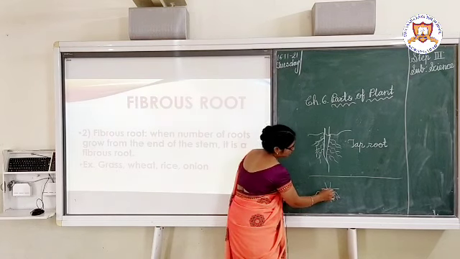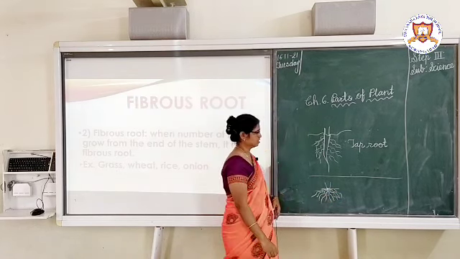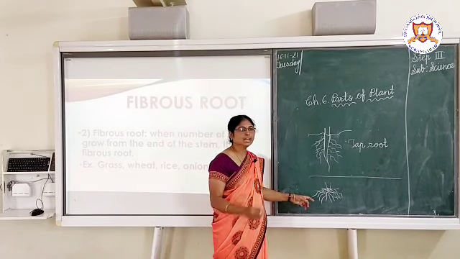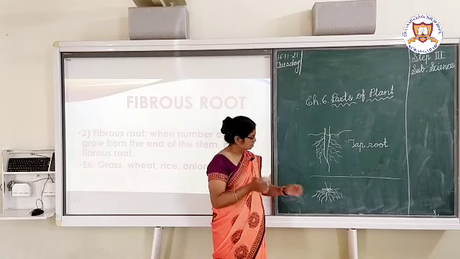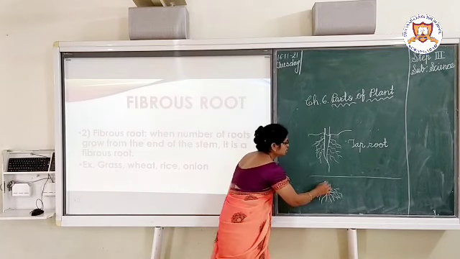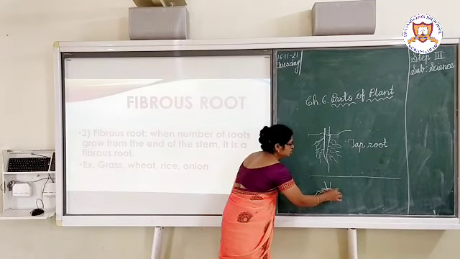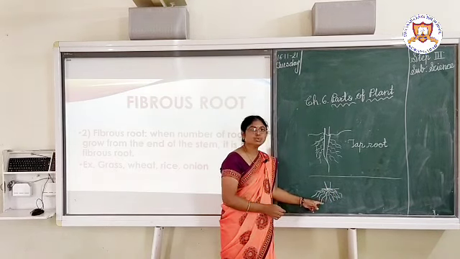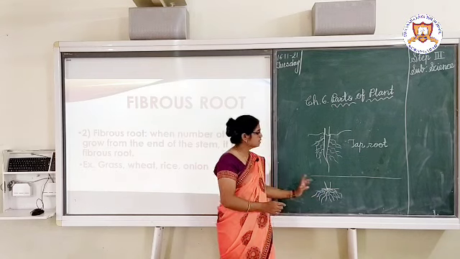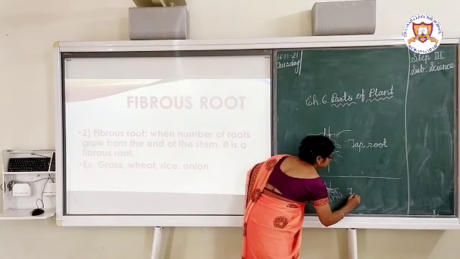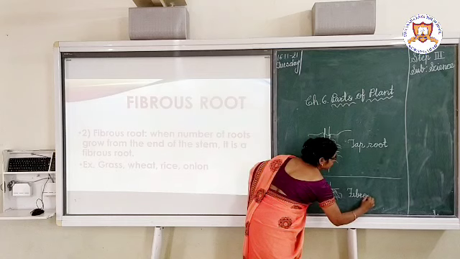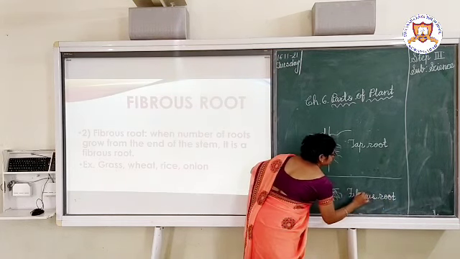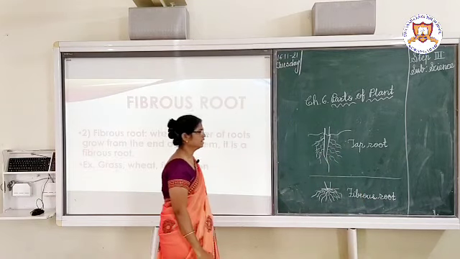Can you see a main root here? No, children, there is no main root. This type of root looks like a bunch of roots that grow and attach to the stem, all roots attach to the stem, and there is no main root. Wherever you can see this type of root, that is called a fibrous root. Understood? Fibrous root and taproot.